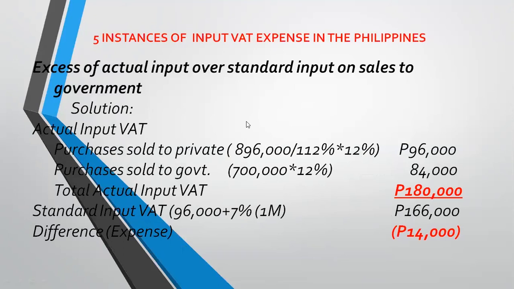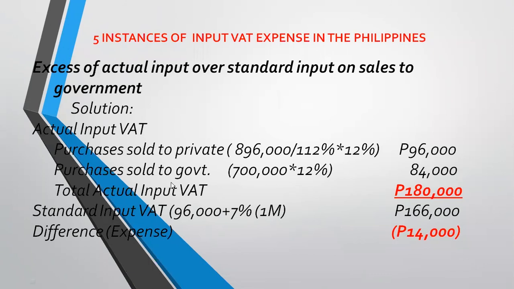Here's our solution. Let's compute first the standard input VAT and the actual input VAT. Purchases sold to private, we have 896,000. Since it is gross, let's compute the tax base. The tax base is 800,000. So the value added tax is 96,000.